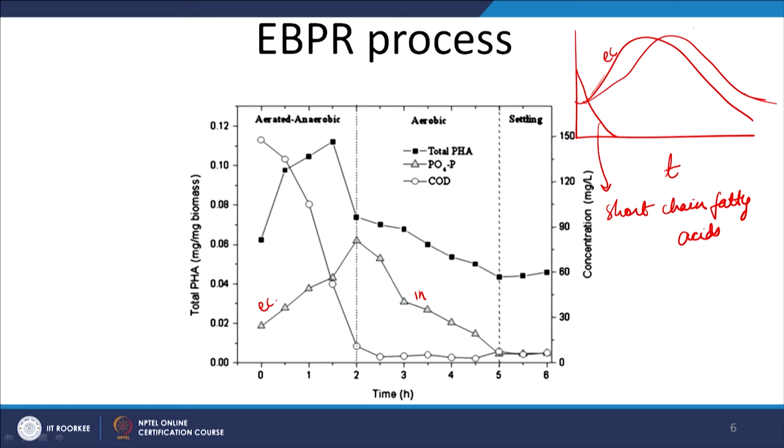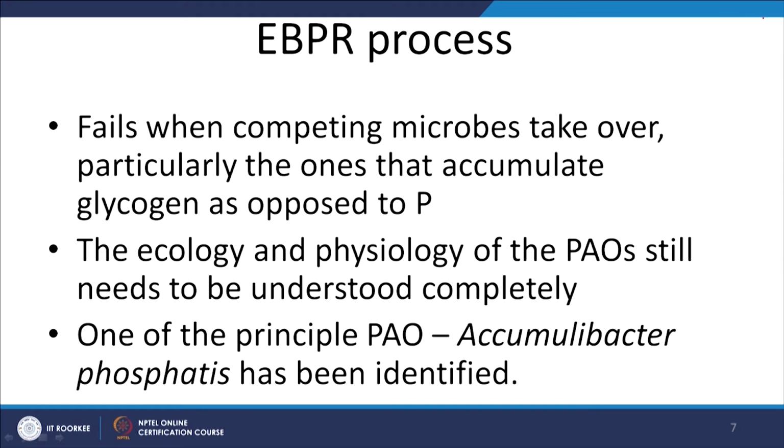And what will happen is that your intracellular polyphosphate, once the PHAs start degrading, would increase, and the phosphate that you had as polyphosphate extracellularly would be stored here as intracellular polyphosphate. Okay. There is a major limitation with the EBPR process, which is that it fails when the competing microbes take over.